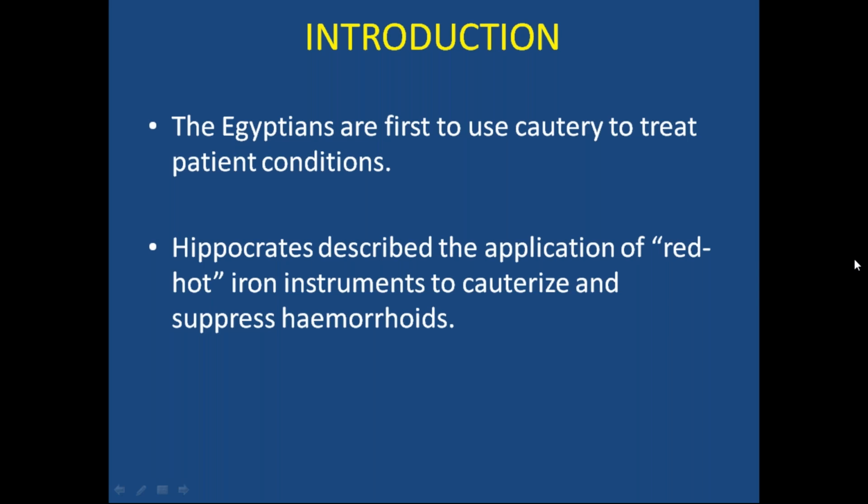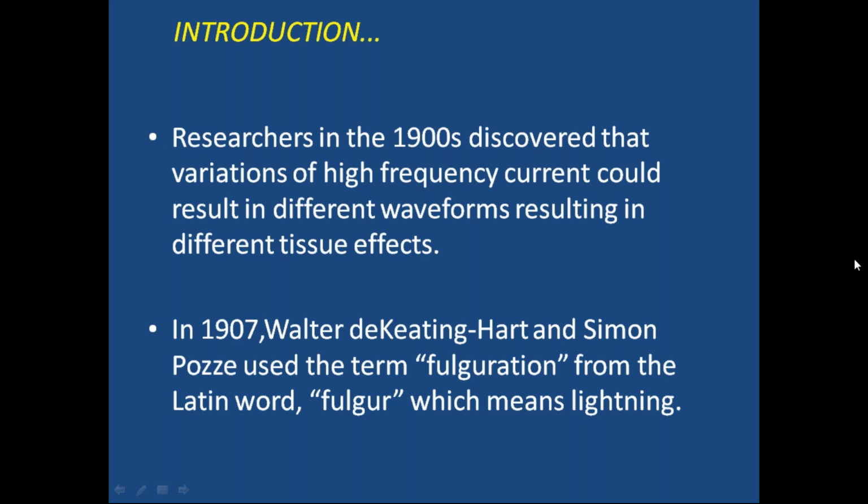So Egyptians were the first to use cautery to treat patient conditions. Hippocrates described the application of red hot iron instruments to cauterize and suppress hemorrhoids. This is the first usage of cautery in surgery. So basically he used to cauterize the hemorrhoids. In 1900 they discovered that variations of high frequency could result in different wavelengths, resulting in different tissue effects. Then de Forest and Pozzi used the term fulguration, from the word fulgur, which means lightning.